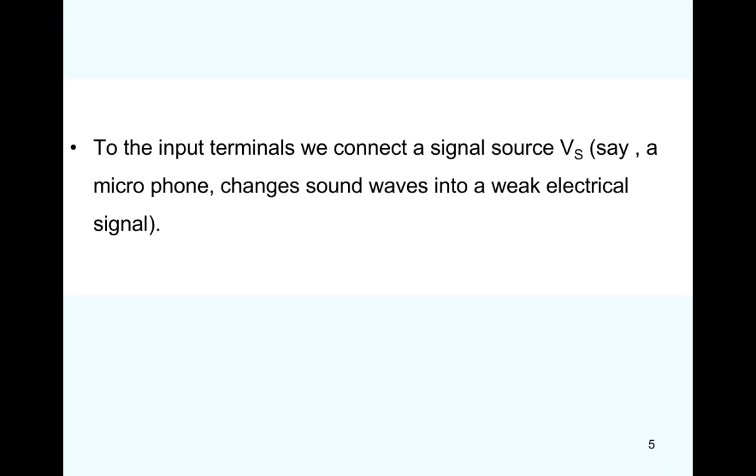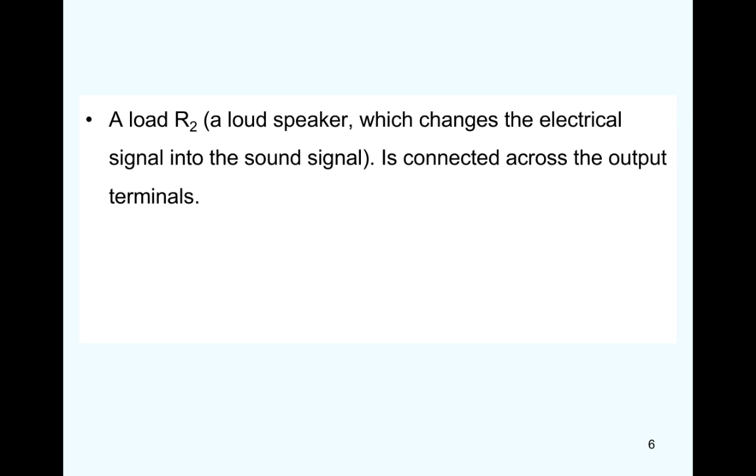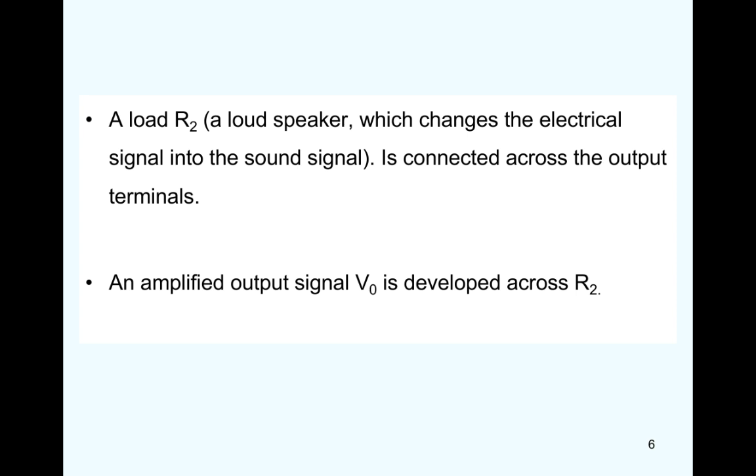To the input terminals we connect a signal source Vs, say a microphone, which changes sound into an electrical signal. A load R2 is connected across the output terminals. The load here is a loudspeaker, which changes the electrical signal into sound. An amplified output signal V0 is developed across R2.